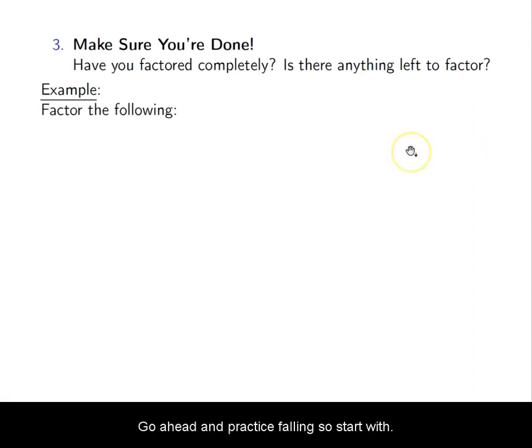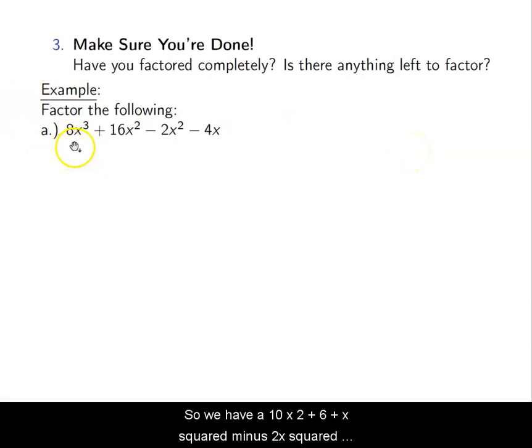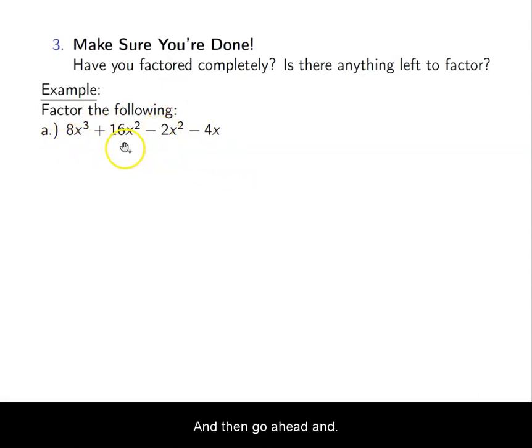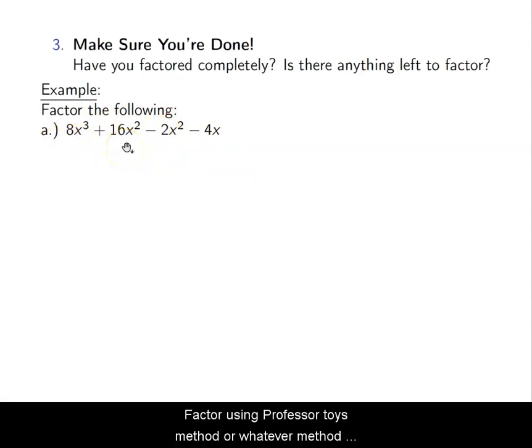All right, so let's go ahead and factor the following. Let's start with 8. We have 8x cubed plus 16x squared minus 2x squared minus 4x. We could try to combine these two terms since they're like terms, and then factor using Professor Choi's method or whatever method you may already know. But it's already in 4 terms for us.